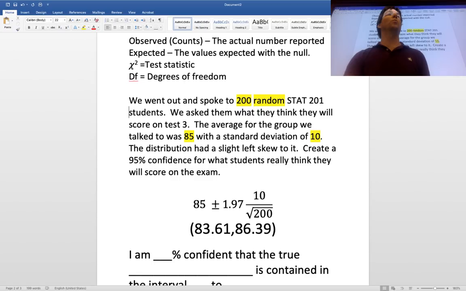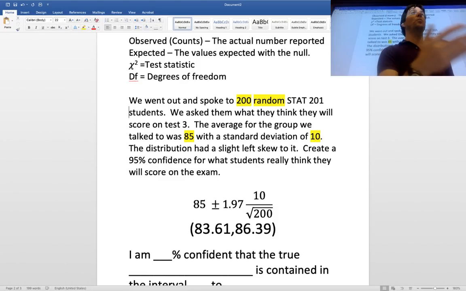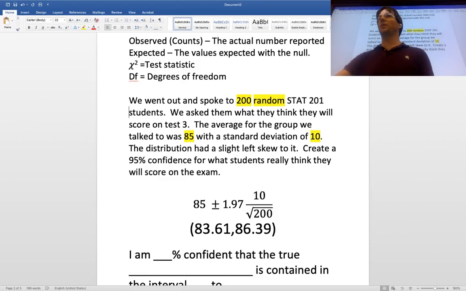What if it was UT students though? Would that violate the condition? No. So the way you look at this is you say, there are 200 students in my sample. Stat 201 has 1,000. So that is 20%. Can everyone do 200 over 1,000? And double check if you want, but that will be 20%. But if you had all of UT students, let's say there's 20,000 UT students, then 200 out of 20,000 would be less than 10%, it would be 1%.